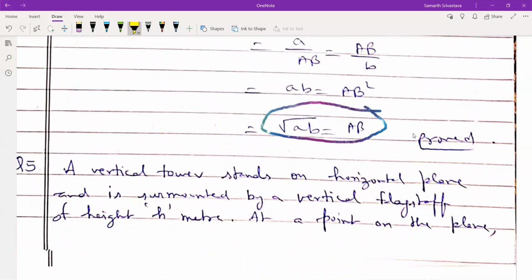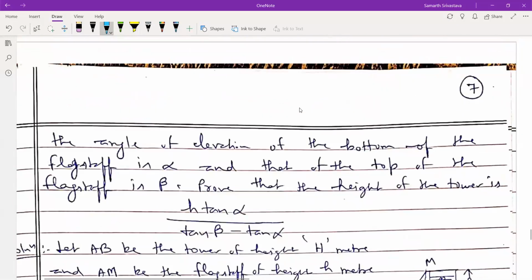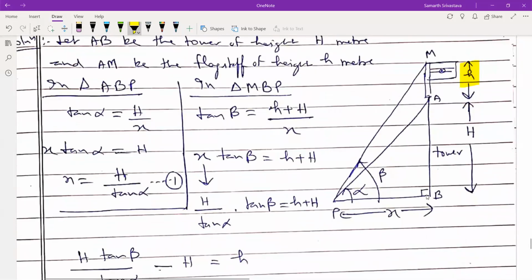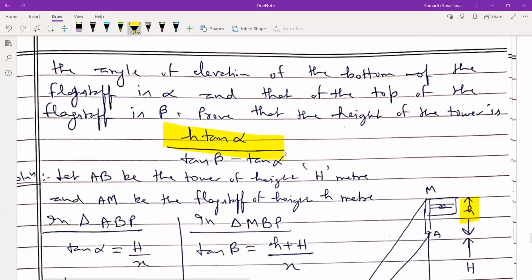Now let us take one more case to understand. A vertical tower stands on a horizontal plane and it is surmounted by a vertical flagstaff of height small h meters. At a point on the plane, the angle of elevation of the bottom of the flagstaff is alpha and that of the top of the flagstaff is beta. Prove that the height of the tower is h tan alpha upon tan beta minus tan alpha. So accordingly, I have drawn the figure.